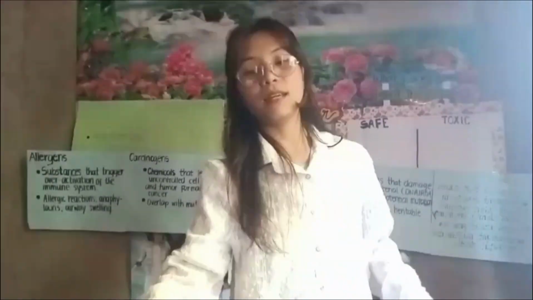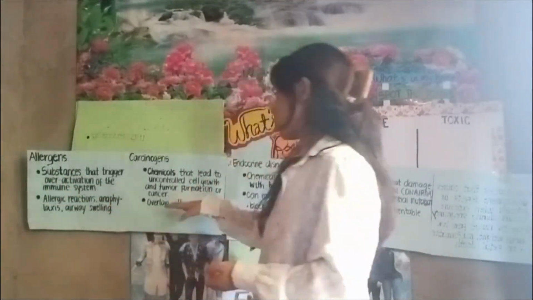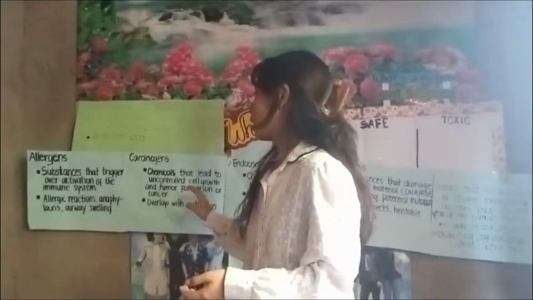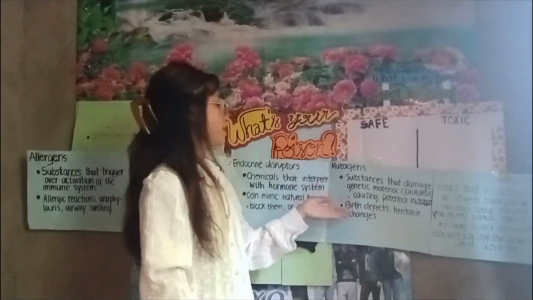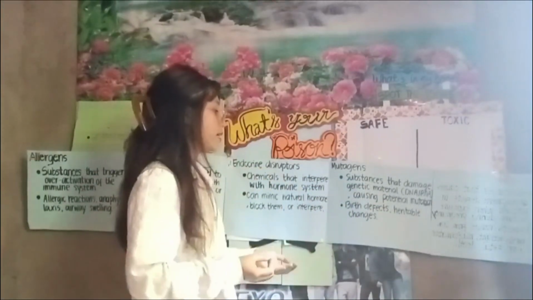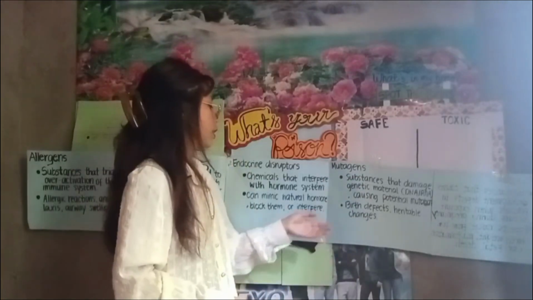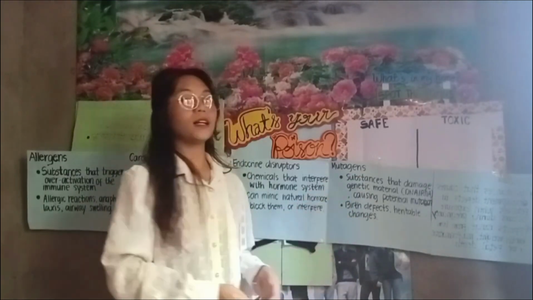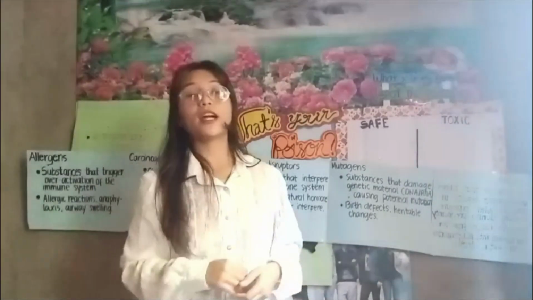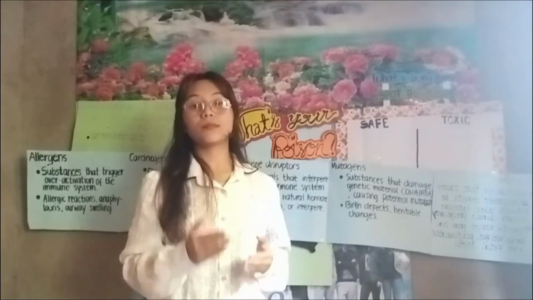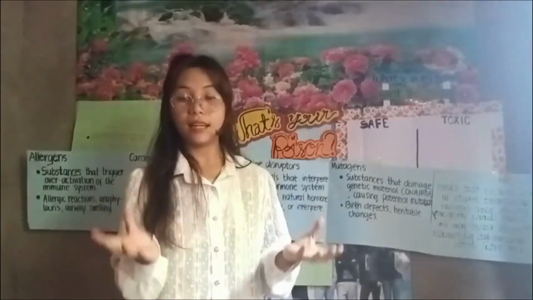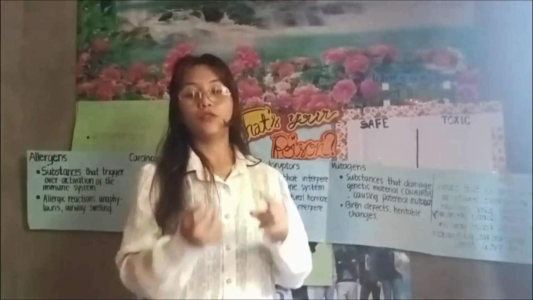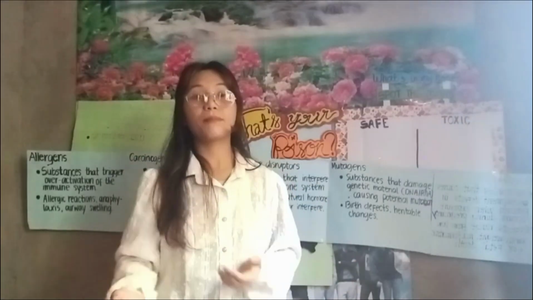Now moving on, let's have the mutagen. As mentioned, carcinogens and mutagens overlap. Mutagens are substances that damage genetic material, the DNA or RNA, causing potential mutation. This would lead to birth defects and heritable changes. Mutagens are considered a common type of toxin because they can cause permanent, damaging changes to an organism's genetic material, and many are widely distributed in the environment, the food, and common exposures like sunlight and tobacco smoke.